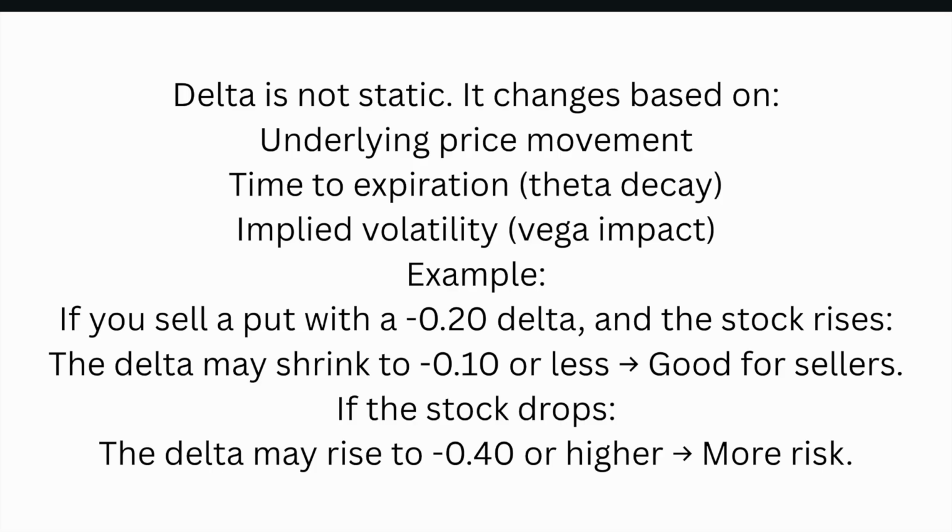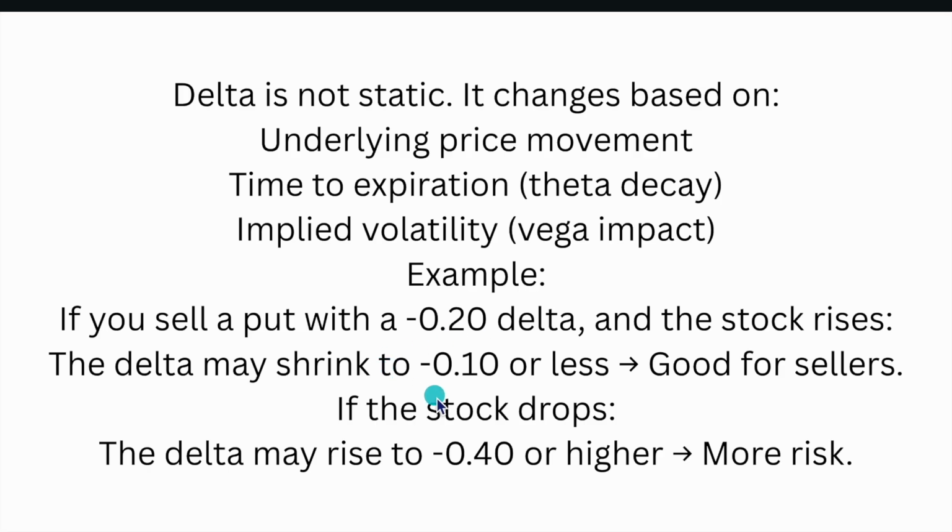Implied volatility is how much variation there might be in a possible stock price. For example, let's say you sell a put with a -0.2 delta and the stock goes up, then it's even further out of the money. It's a bigger difference from where you sold your put and the actual price.